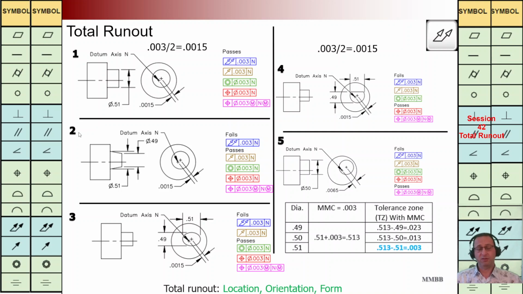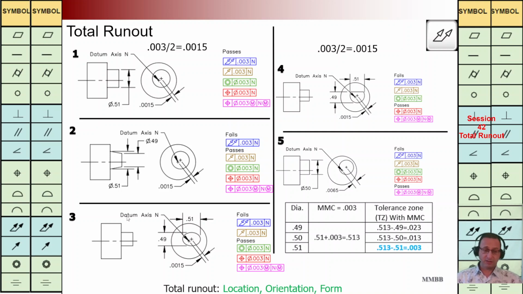In the second situation, we have this off-center of 0.015. It is half of this TZ, but the form is not perfect as we can see. The difference between 0.51 and 0.49 is 0.02. It means we are not going to satisfy the total run out condition, but we are going to satisfy the other condition.